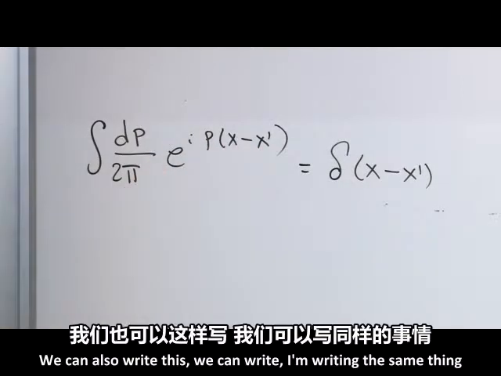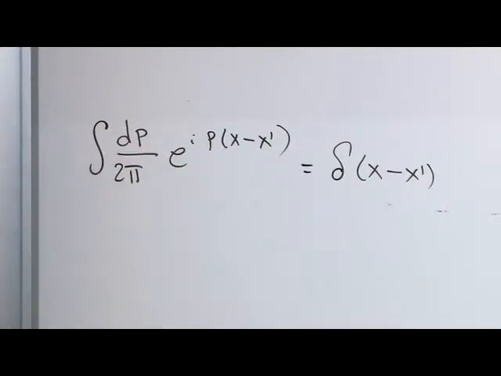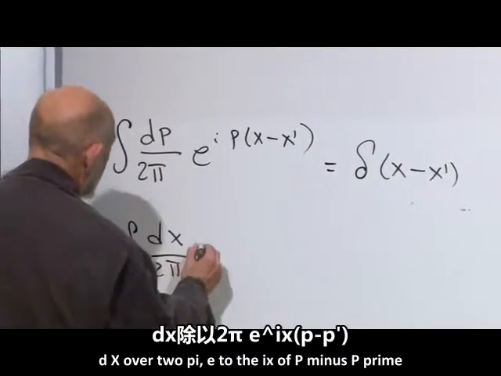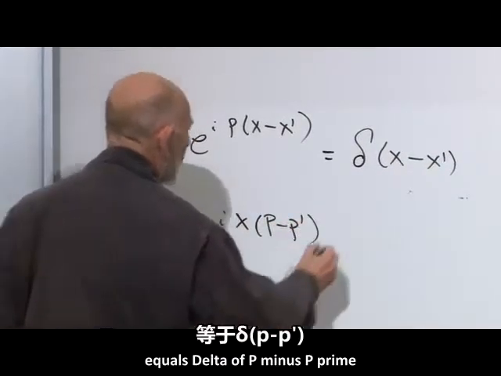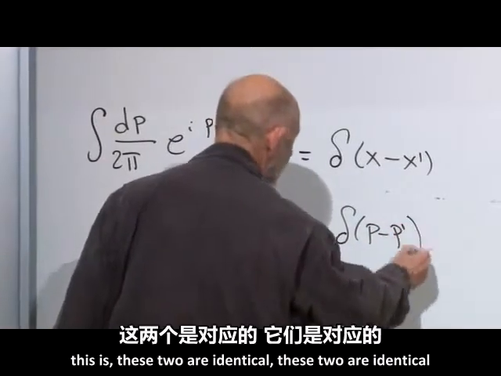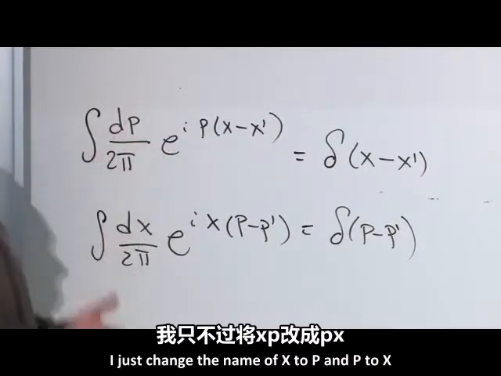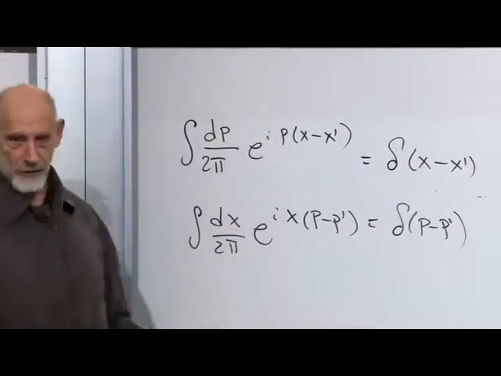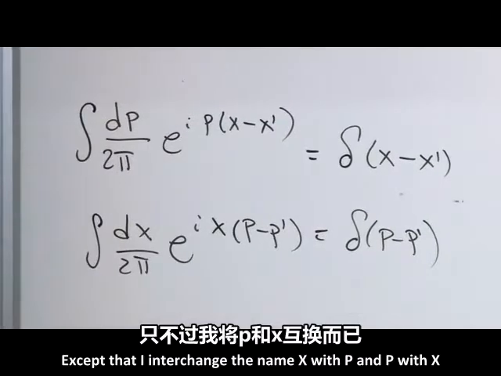We can also write this in another way. We're not writing the same thing, I'm writing a different thing, but just by interchanging x and p, I can write another equation: dx over 2 pi e to the i x of p minus p prime equals delta of p minus p prime. These two are identical. I've just changed the name of x to p and p to x. If this equation is true, this equation is true because they're exactly the same equation, except that I've interchanged the name x with p and p with x.